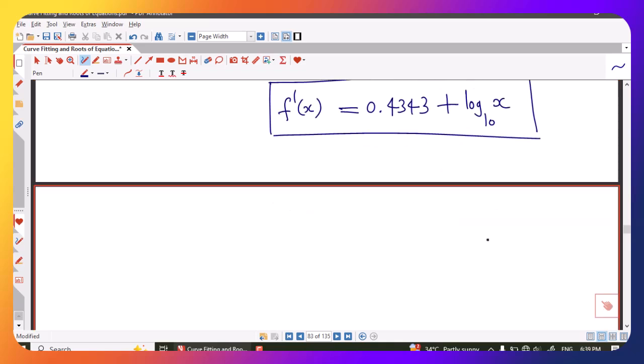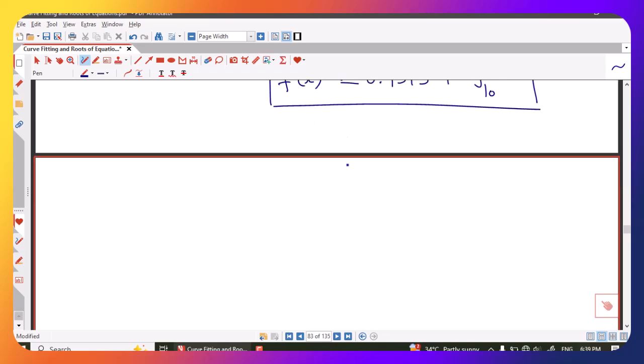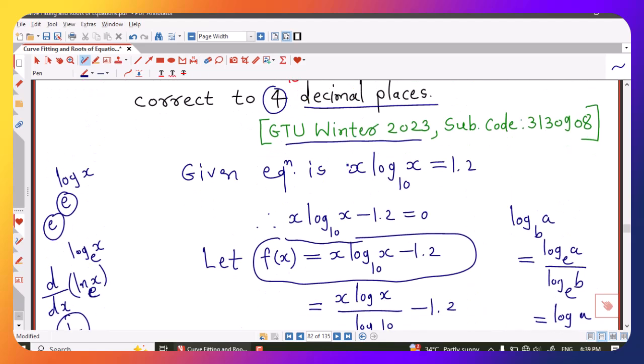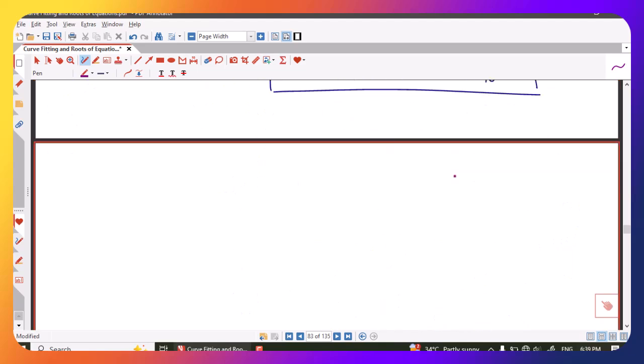Now to start with Newton's formula, we will require initial root or initial value or initial guess for the actual root. So for that we can first find out two values of x at which function f(x) is of opposite signs. So first we write our function again. f(x) is x log x base 10 minus 1.2.